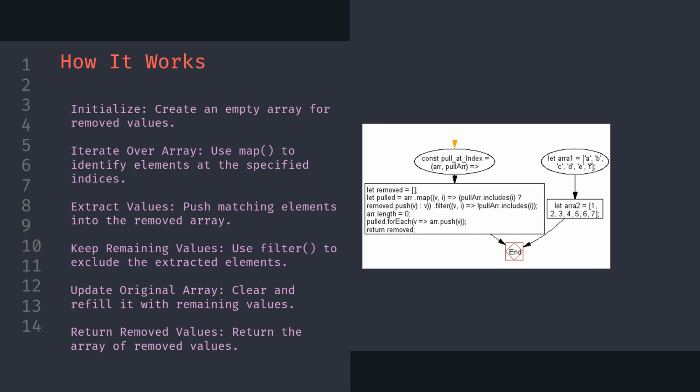Next, the remaining elements are filtered out and stored separately. The original array is cleared and updated with the remaining values. Lastly, the function returns the removed values for further use.